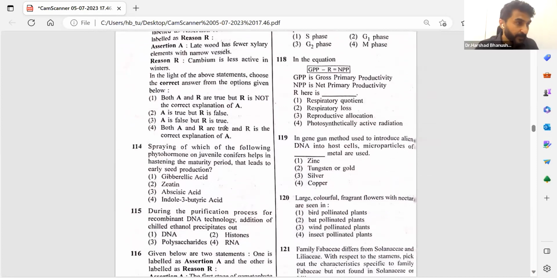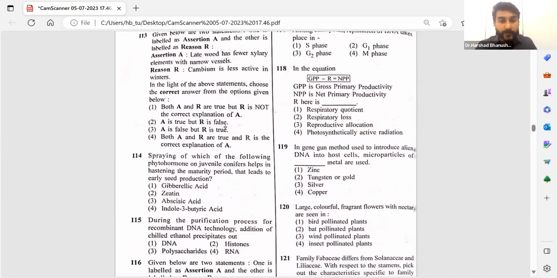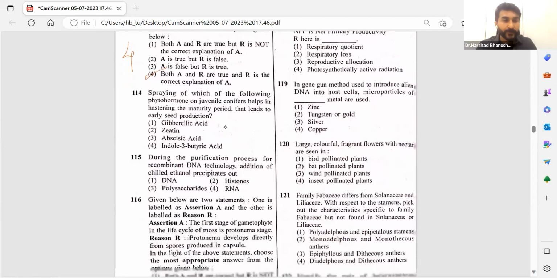Yes, late wood is something which develops during winters. The late wood is also called autumn wood. Why does it have narrow vessels and why does it have fewer elements? Because the activity of cambium is lesser in winters. So here I would say it is a correct explanation. I would answer as option number 4.